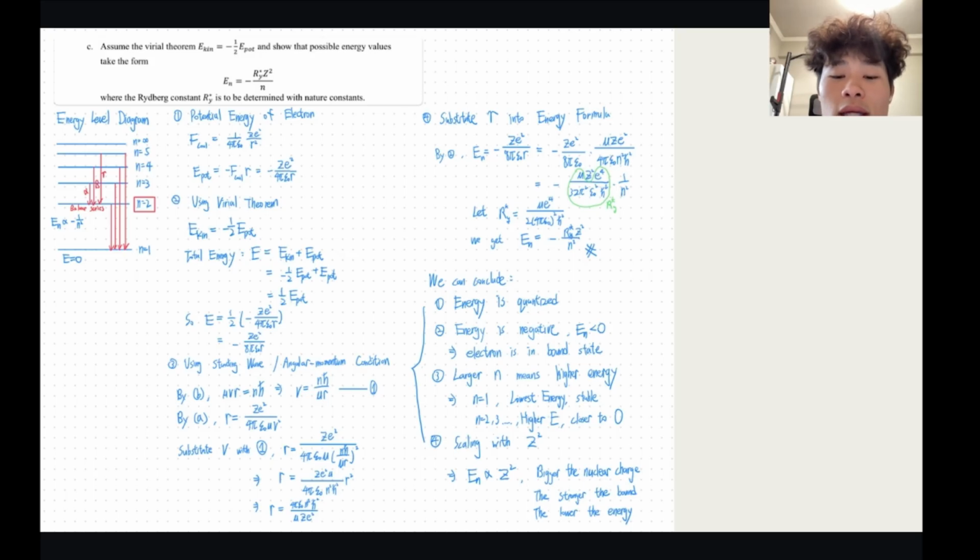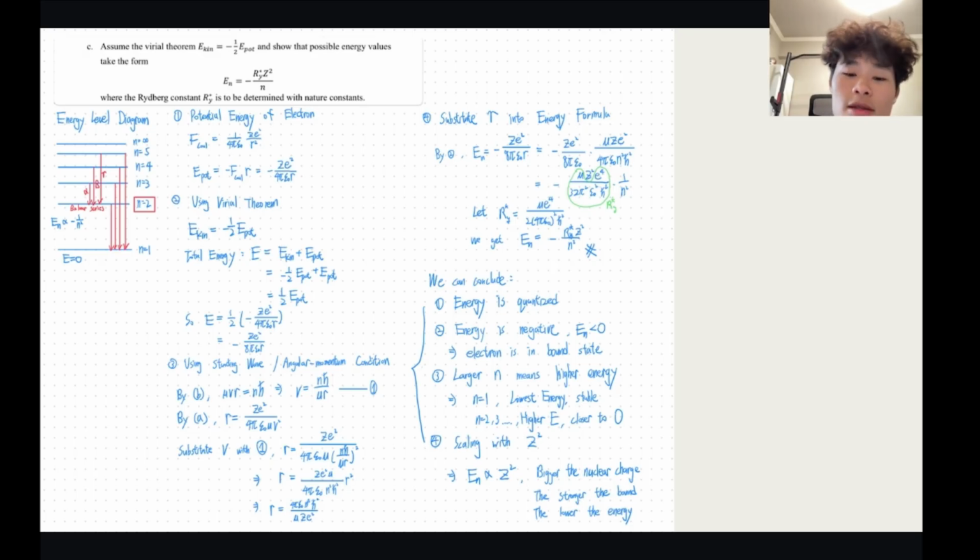This actually indicates that the electron is always in a bound state. And the third part is that the larger the n, the higher the energy. So for reference, n equals 1 is the lowest energy. It is the most stable state. And n equals 2, 3 and so on means that the energy is higher. However, energy is always smaller than 0. So the higher the energy, the closer it is to 0, the less negative it is.